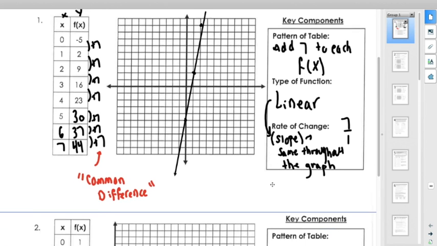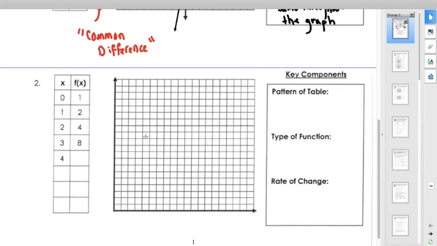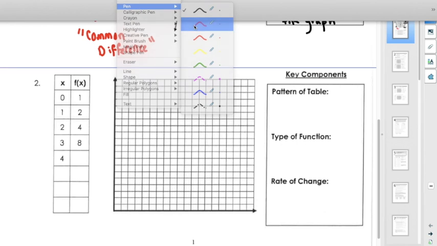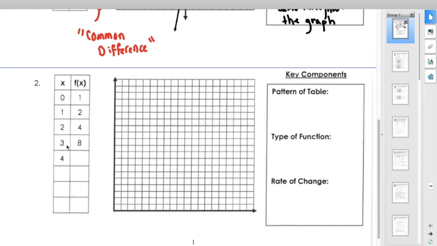Number 2. Got my x values, so again, I can fill in. I know what the x values are going to be: 0, 1, 2, 3, 4, 5, 6, 7. But now, what is the pattern going on here? Going from 1 to 2, 2 to 4, 4 to 8. We're not adding by a common number anymore, because we add 1 here, add 2 here, add 4 here. So that's not common.